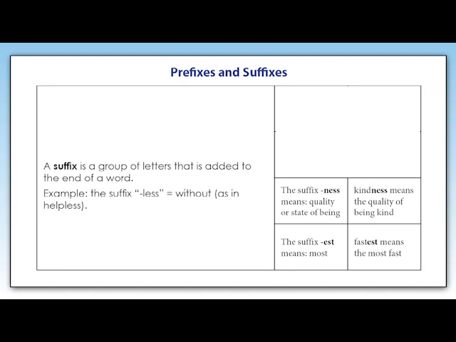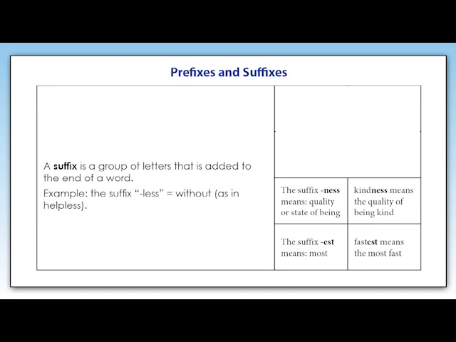Now let's go back to the left. A suffix is a group of letters that is added to the end of a word. For example, the suffix less means without, as in helpless. So let's go over to the right again.